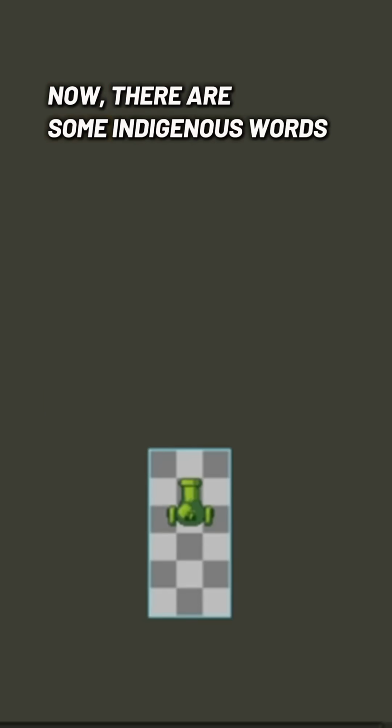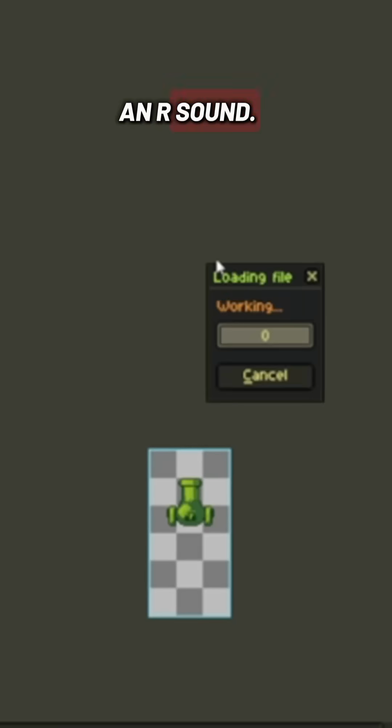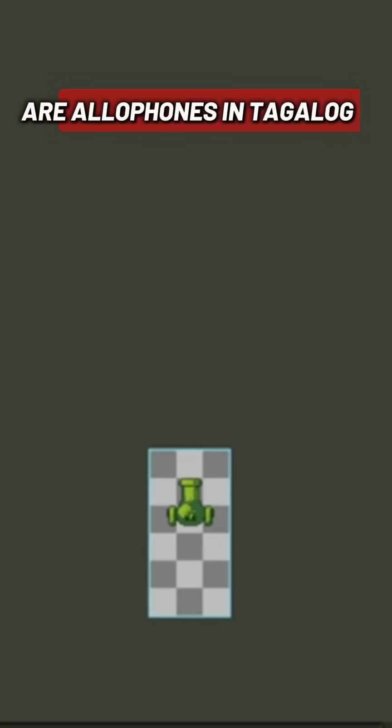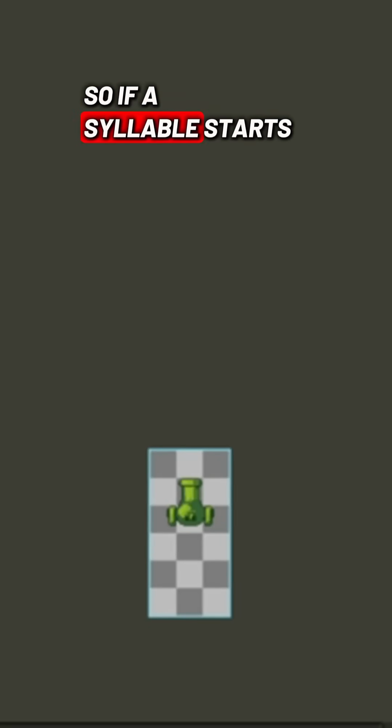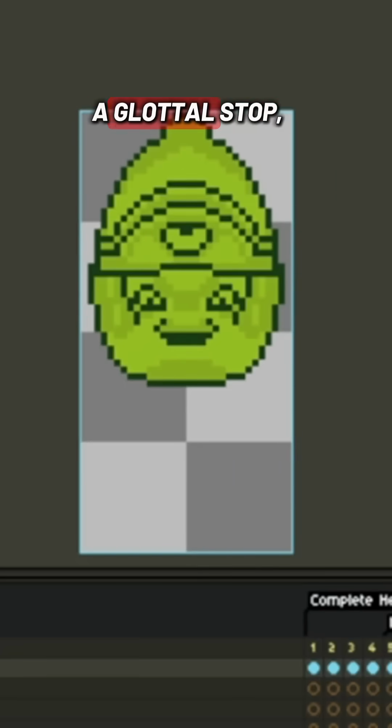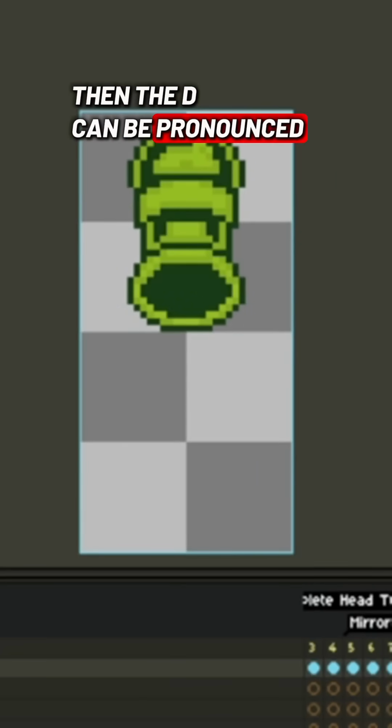Now, there are some indigenous words where you can sometimes actually hear an R sound. And how does this happen? It is because the D and the R are allophones in Tagalog. So if a syllable starts with a D, but the preceding syllable ends with a vowel that does not have a glottal stop, then the D can be pronounced as an R.